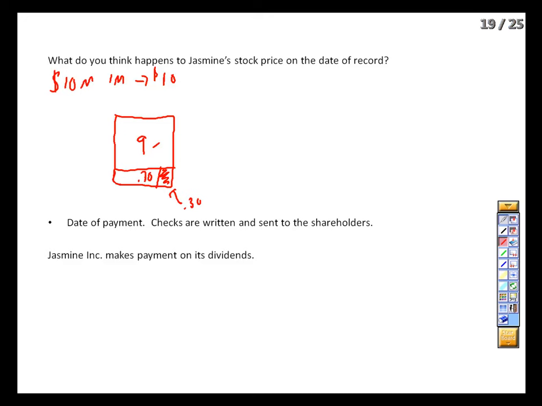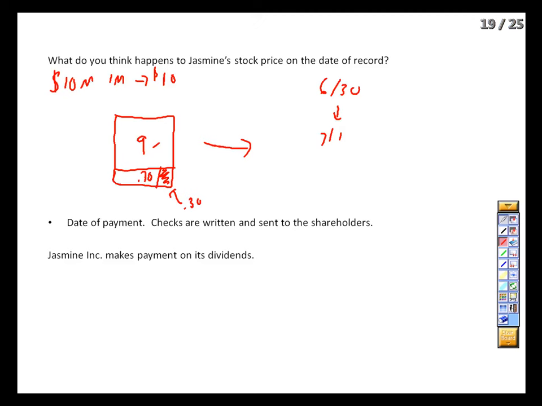Now, let's fast forward a little bit. And let's go to June 30, the date of record. What do you get when you buy a share of Jasmine? Still that same stuff, right? It's not until tomorrow, on July 1st, that things change.